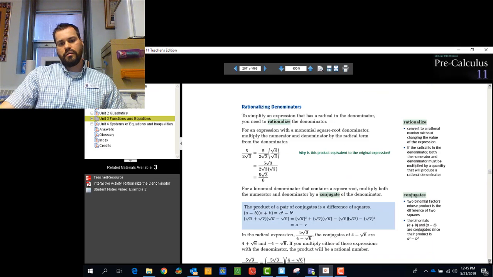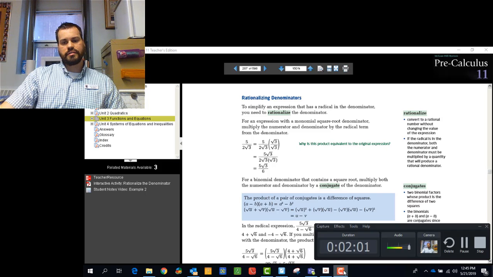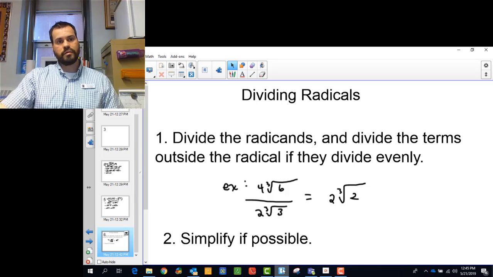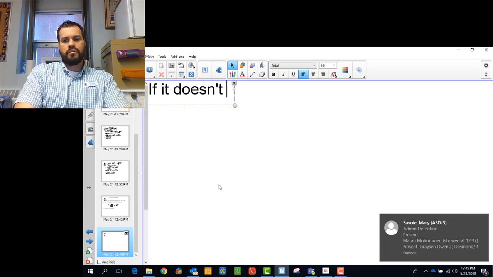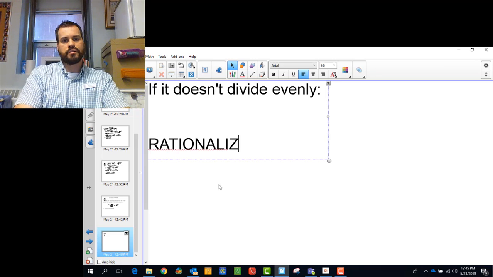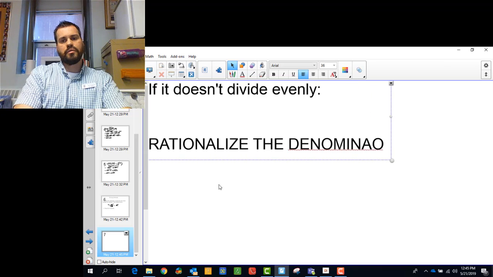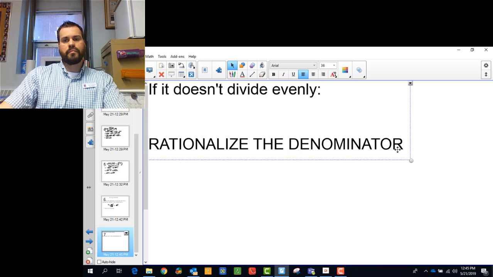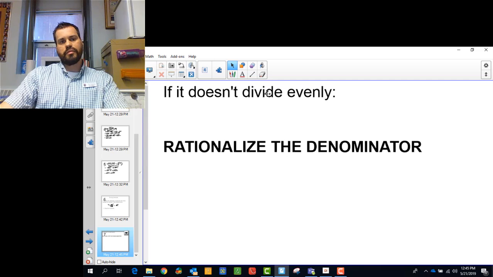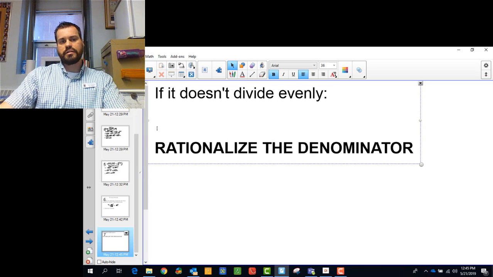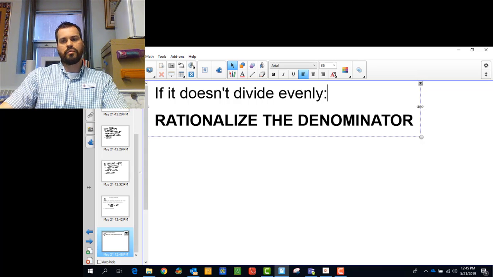So we get into questions that ask us instead to rationalize the denominator. So what does that mean? Okay, so what it means is if it doesn't divide evenly, then we rationalize the denominator. And you might say, what in the world does that mean? Well, what is a rational number? It's a number that is able to be written as a fraction. And essentially then it's not able to include a square root. You can't have a square or cube root or something that doesn't divide nicely in your denominator.